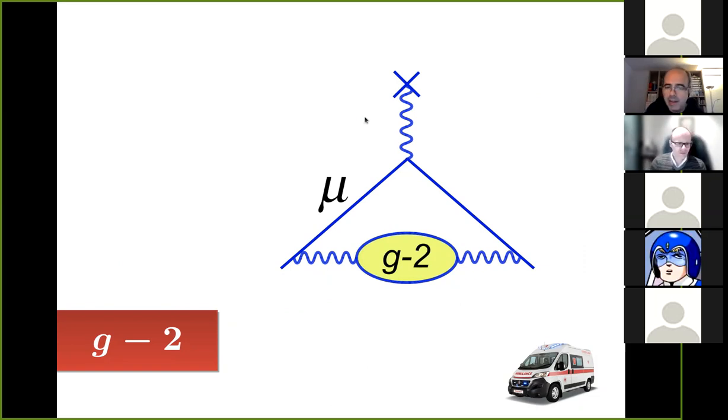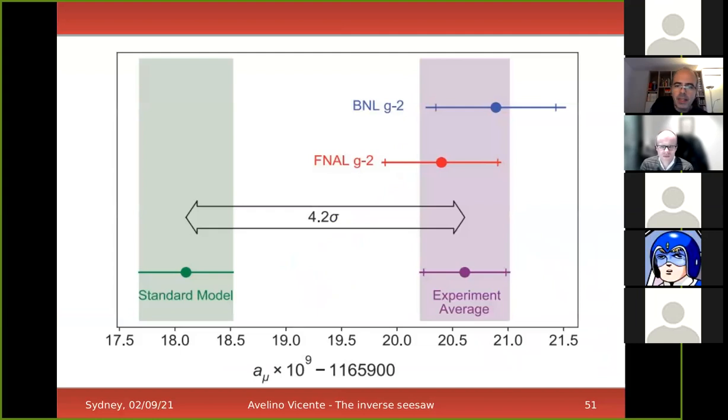And in the last 5 minutes, let me comment briefly on this possibility of explaining also the g-2 of the muon, the anomaly that we have maybe observed recently, with the inverse seesaw. Well, I think you know about this. I don't need to explain this in much detail.